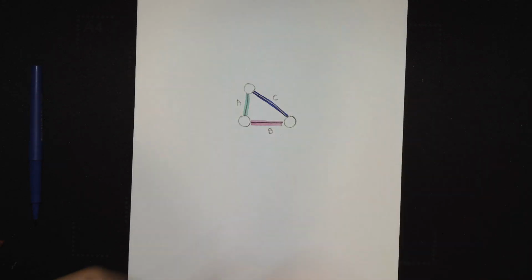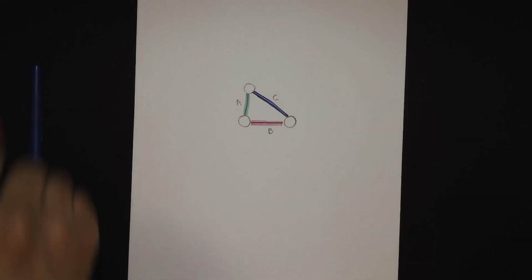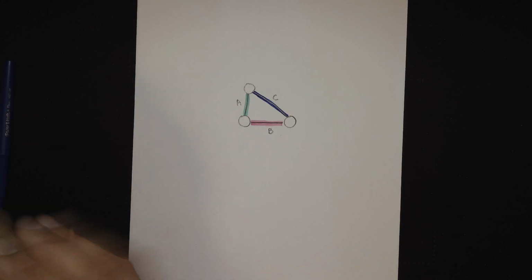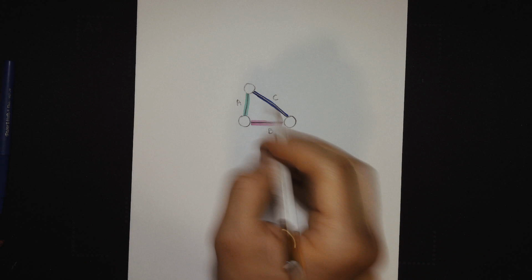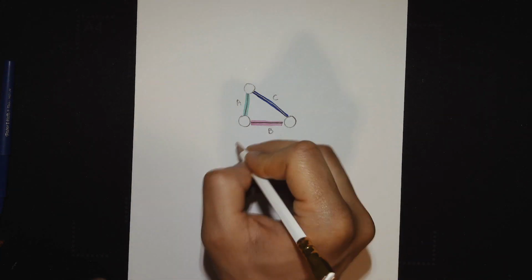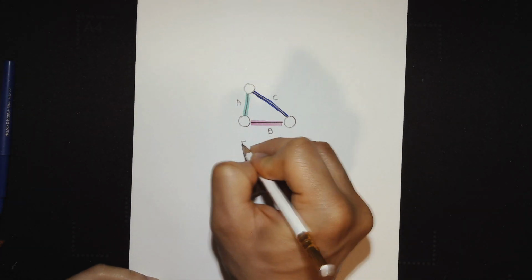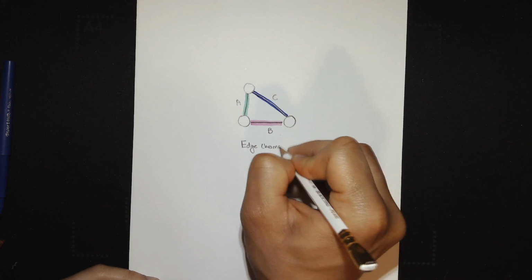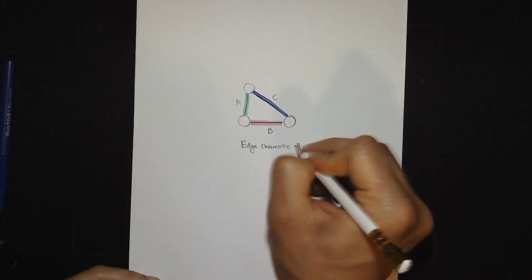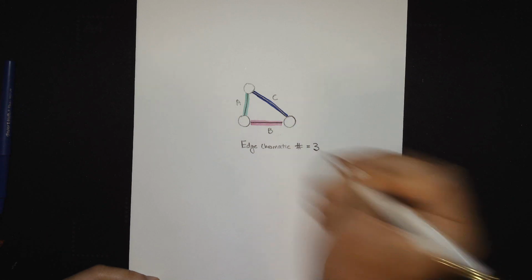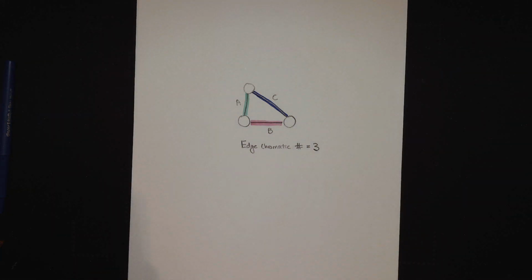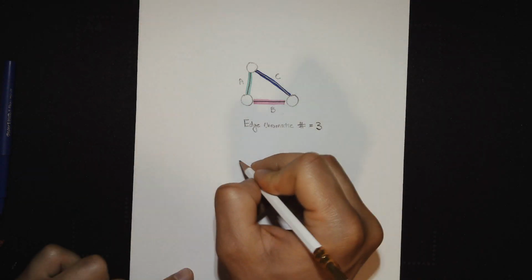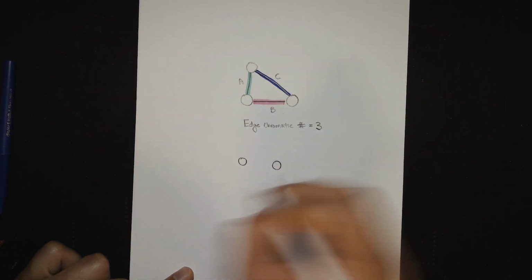All right, and our coloring is complete. Through that process, we determined that this is the minimum number of colors needed. So therefore, the edge chromatic number of this graph is 3.